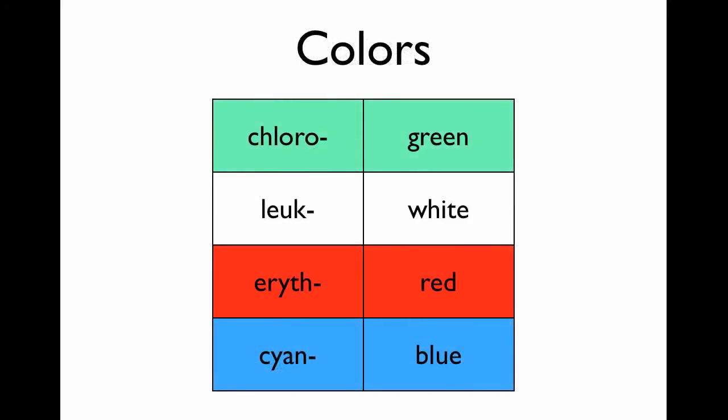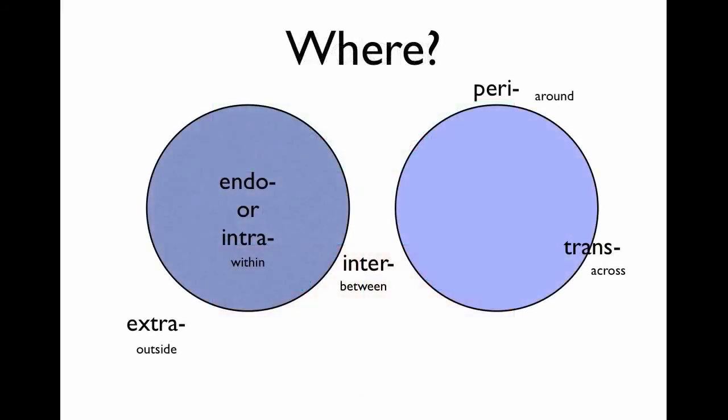Colors, we have a lot of prefixes relating to color. Chlorophyll, for example, like in plants, is green. Leuc is white. You see that in leukocytes. Red, erythrocytes, red blood cells, and cyan, which is the color blue, like cyanobacteria you may have seen in general biology. Those are the blue-green algae.